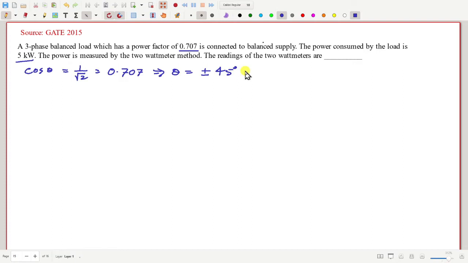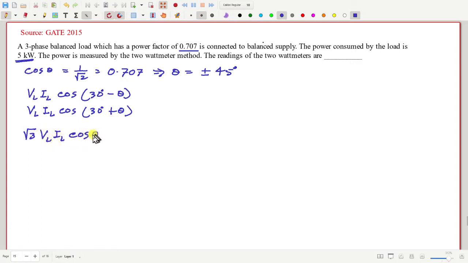Now, next, what else do we know? The readings of the 2 wattmeters are of the form VL IL cosine of (30 minus theta), and VL IL cosine of (30 plus theta). Theta is already known. How much is VL IL? For that we can use the total power. So we can write root 3 VL IL cos theta equals 5000. That means VL IL will be 5000 by root 3, into root 2, so root 2 goes above.